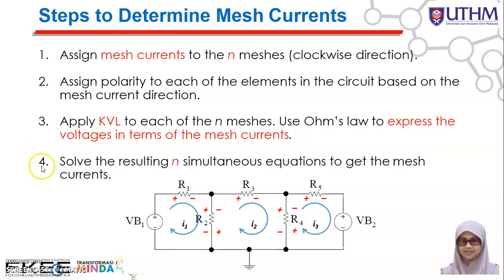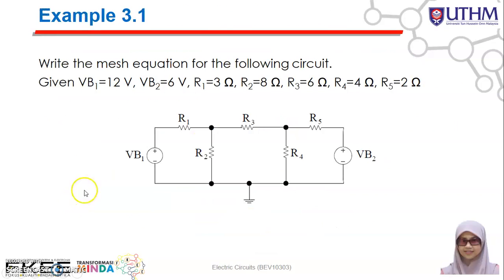For step number 4, based on step number 3, once you apply the KVL, you will be getting the N simultaneous equations. Here you have 3 different mesh, so you are getting 3 different simultaneous equations. Based on the 3 simultaneous equations, you need to solve the resulting N simultaneous equations in order to get the value of the mesh current. How to apply the steps, we will see in detail in the next following example.